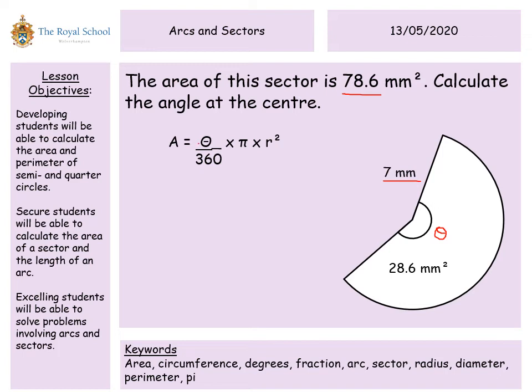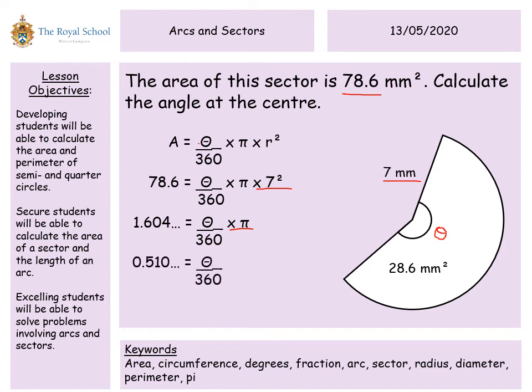So put all the numbers that we can into our formula and then reverse everything out so we can get theta on its own. At the end of the sum here, we've got a times by 7 squared, 7 squared being 49, so let's divide both sides of our equation by 49. We've got our multiplied by pi at the end of the sum here, so let's divide both sides by pi to reverse that part. And then we've got theta is being divided by 360. So let's multiply both sides of our equation by 360 to get theta on its own. And we have 183.8 degrees.